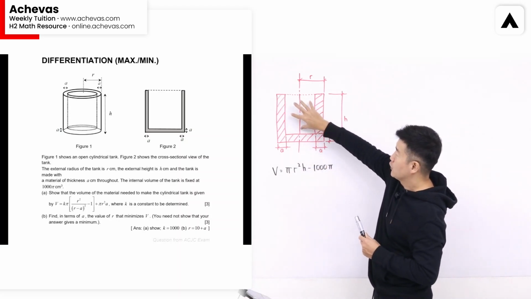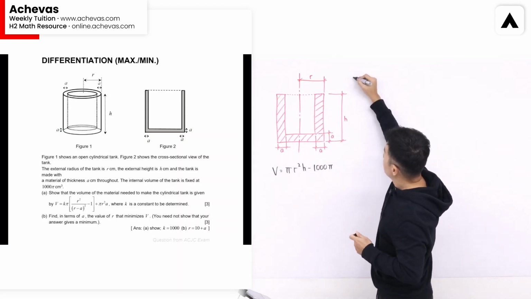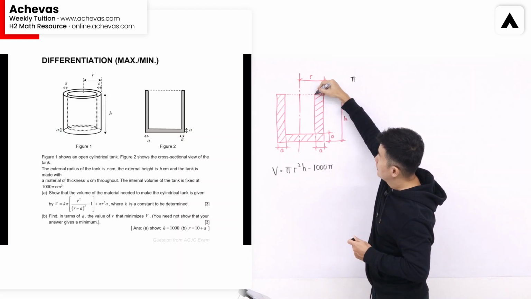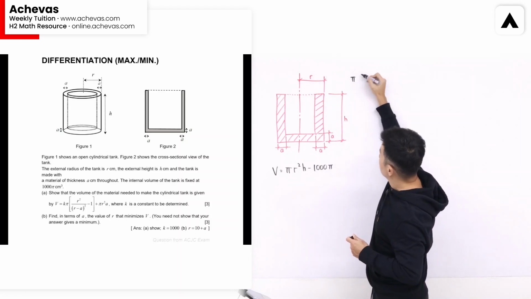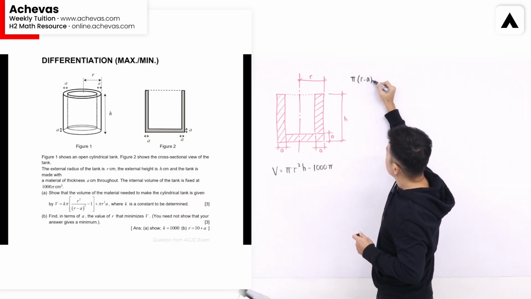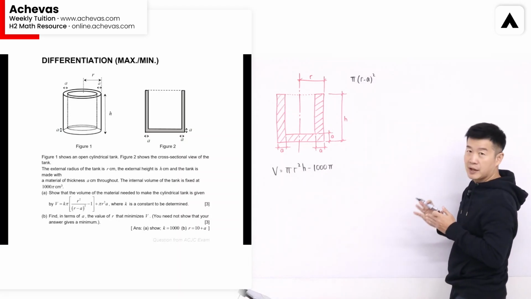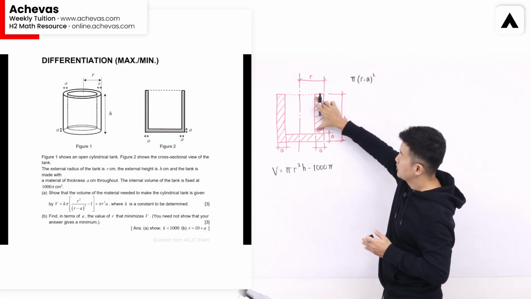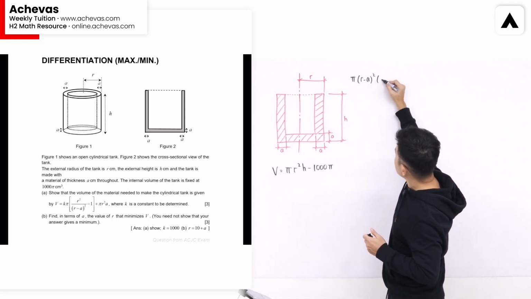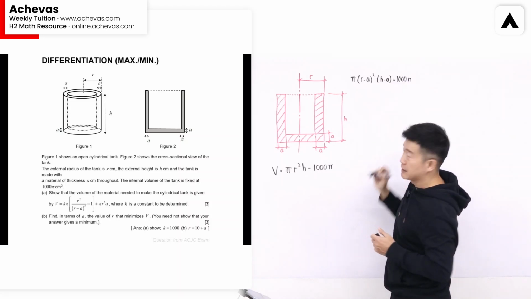So this internal volume, which is a cylinder, will be pi, the radius is this, from here to here. And that will be r minus away a. So the radius of the internal cylinder will be r minus a. So pi radius square, height is going to be this. And the height will be h minus away a. So here, this is equal to 1000 pi.